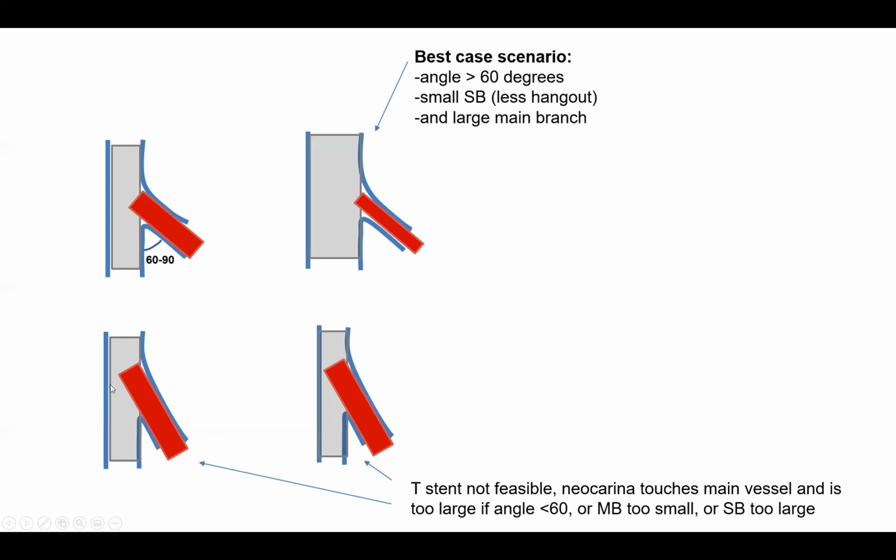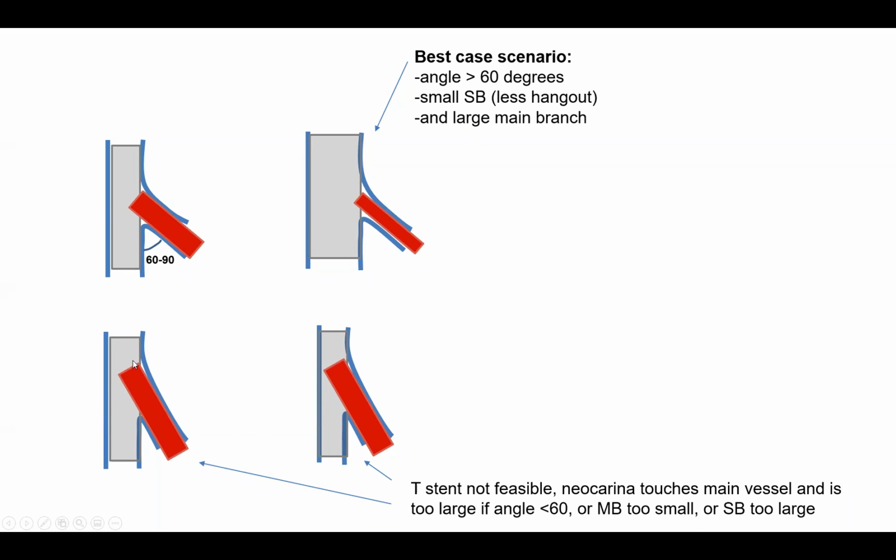Conversely, if you have a small main branch that's the same size as the side branch, well, even a 60 degree angle will cause too much neocarina, too much overhang, and you probably should avoid TAP. So you take into account those: angle more than 60 degrees, small side branch, large main branch, okay? You want that overhang in general to be less than 1 millimeter, okay? Certainly something like that is not attractive.